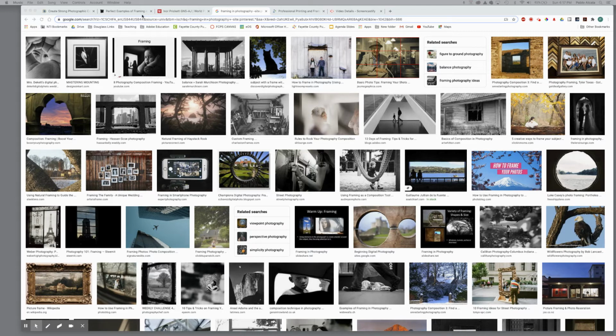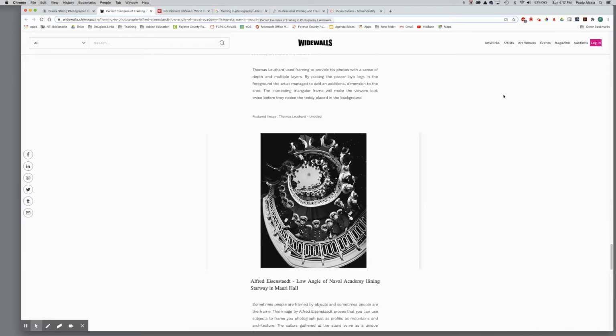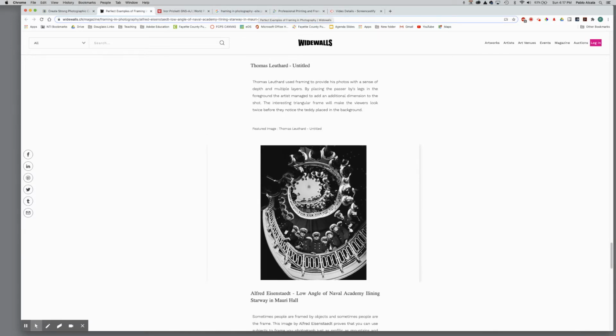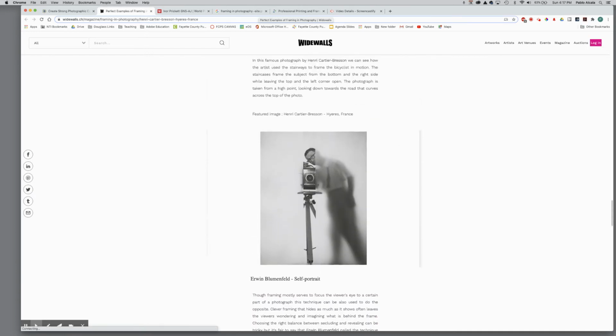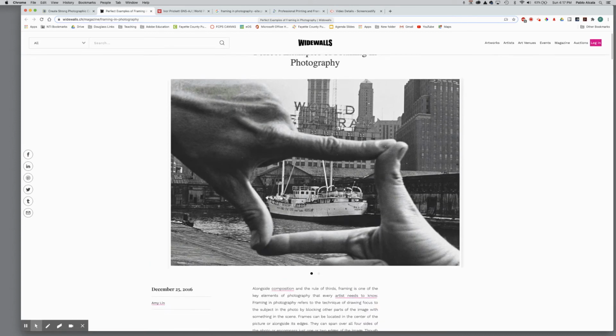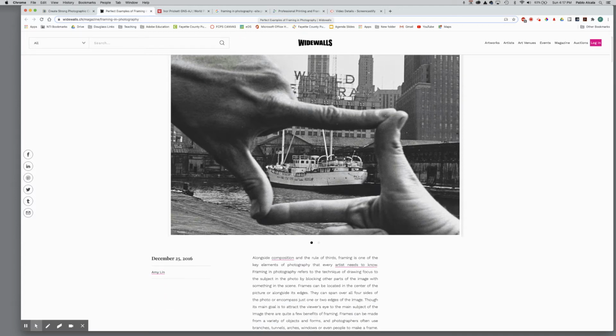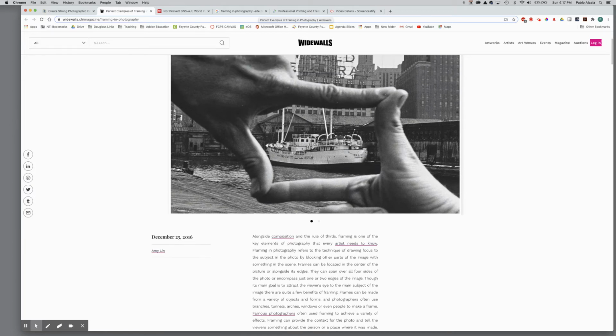I have a couple of other tabs that I've opened. I'm going to link to this blog. These are some of the really famous photographs in history. Some of them a little more well known than others, but they're all by historical photographers. So again, people have been doing this forever. Put your hands out, make a little frame, something, frame a boat.